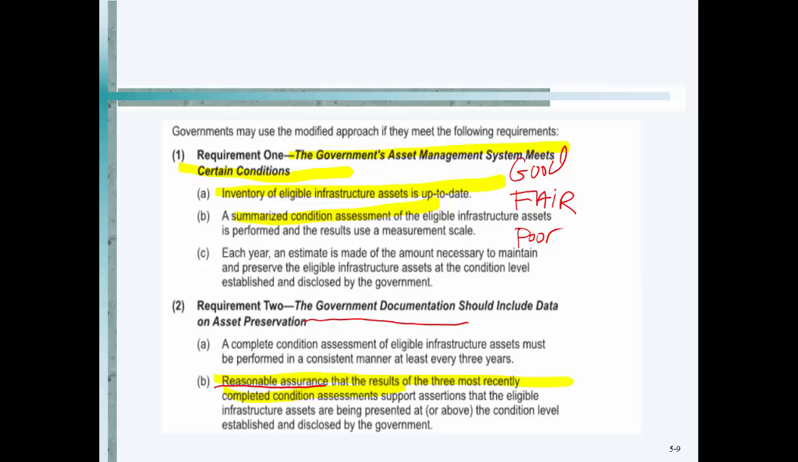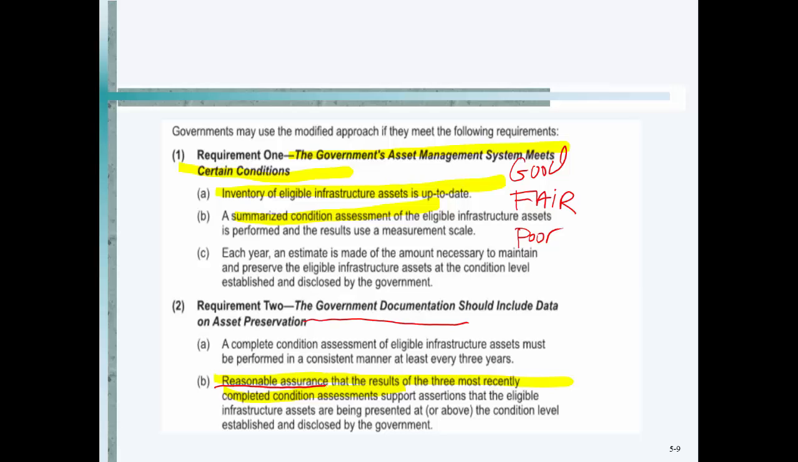When GASB was going to come out with this standard, they must have turned to the auditing profession and said, look, when we're dealing with an entity that's going to be using the modified approach, what will help you to make sure that they're correctly following the modified approach? And I guess the auditors must have said, well, we want a system that allows for this condition assessment, and we want documentation that's going to provide us reasonable assurance. So if they're going to use the modified approach, they're also going to have something that helps the auditors to determine that they're properly following it.